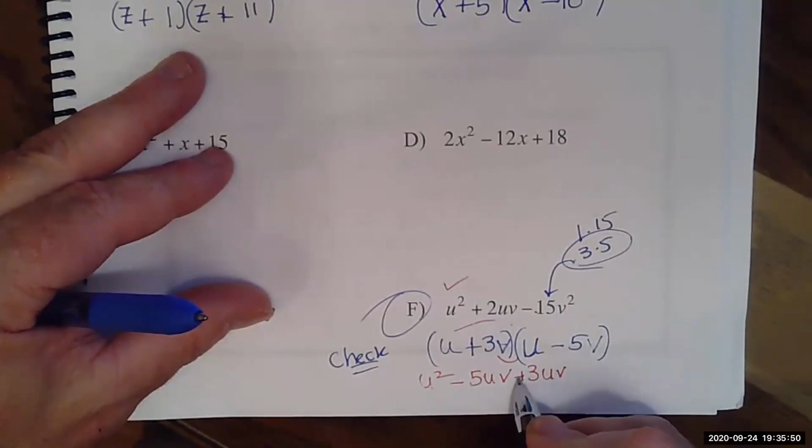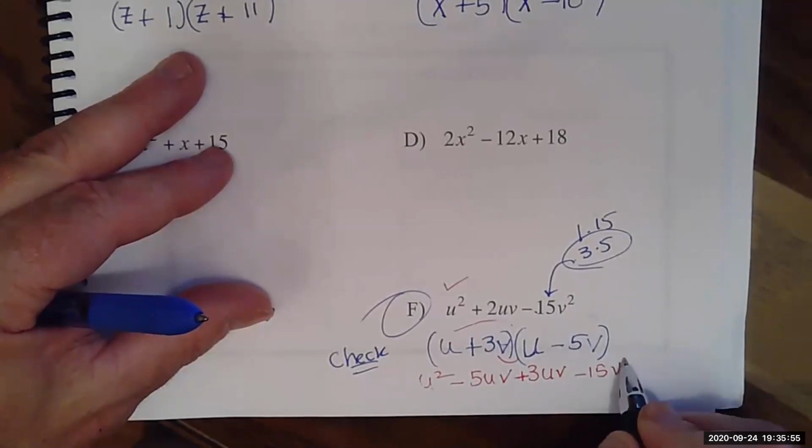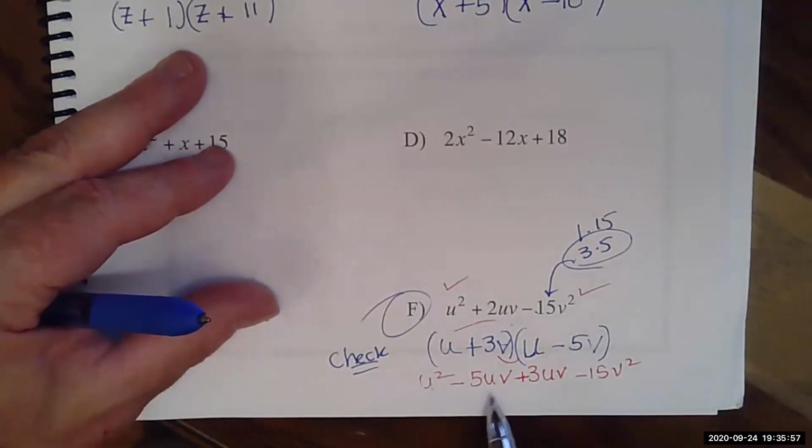Positive 3uv, and then minus 15v squared. Oh, 15v squared minus is good. What do you end up with here?